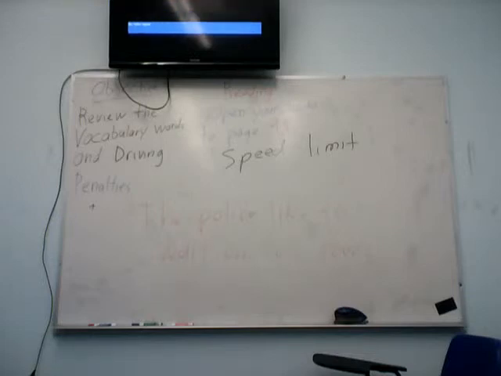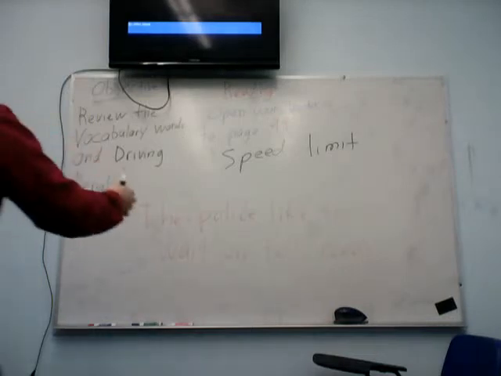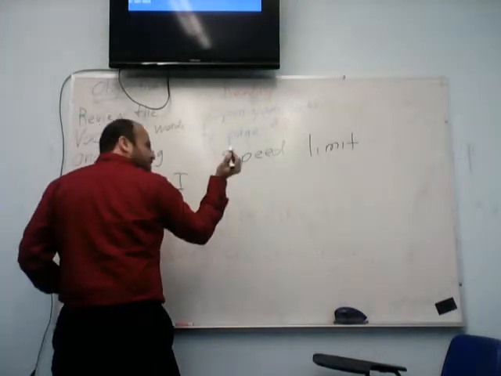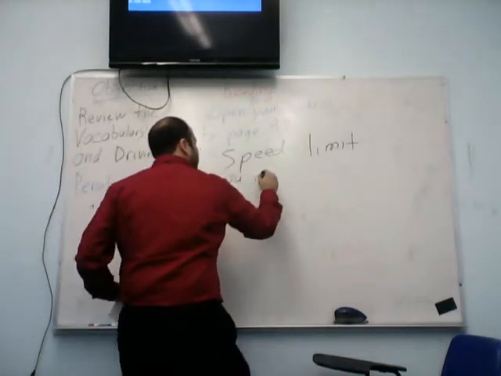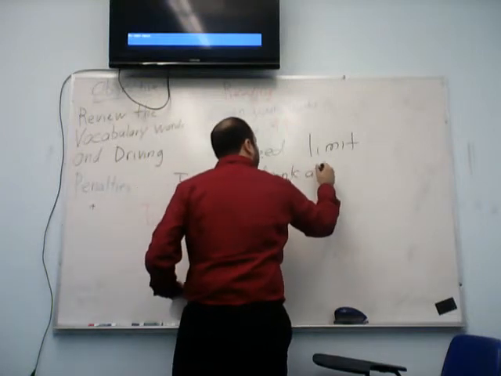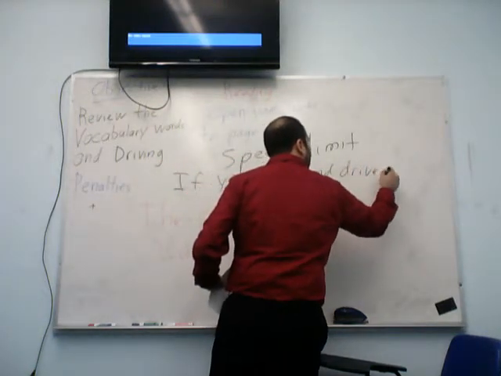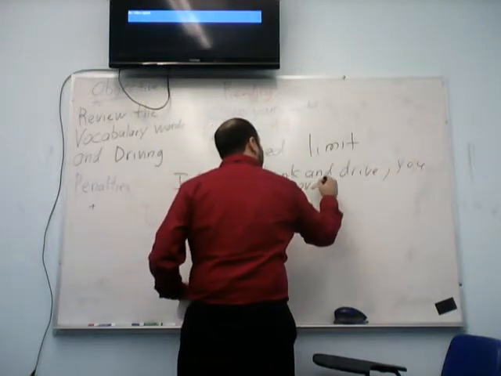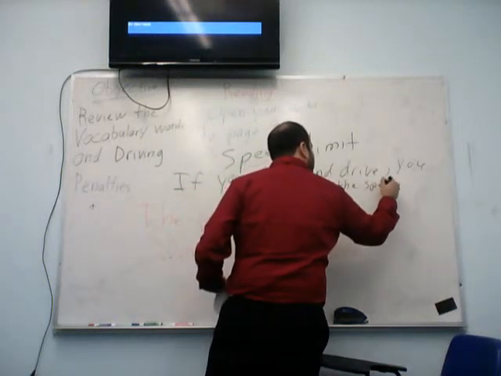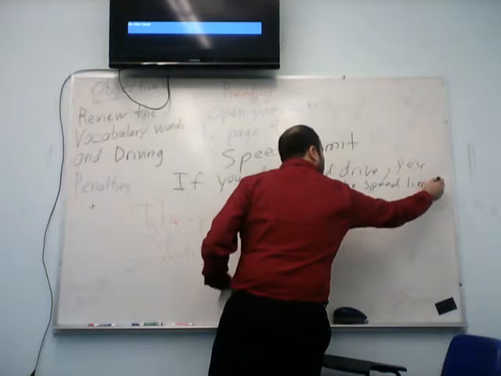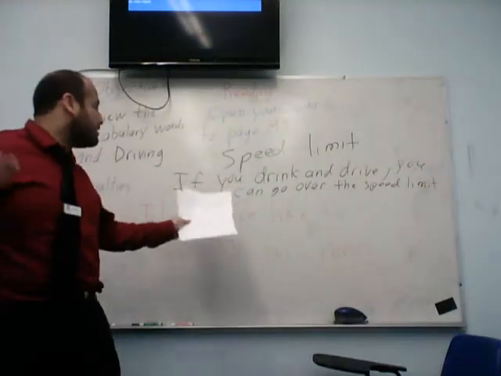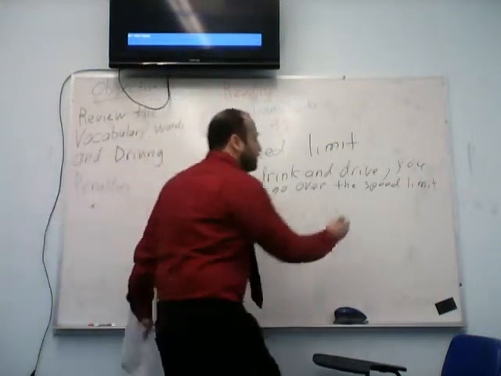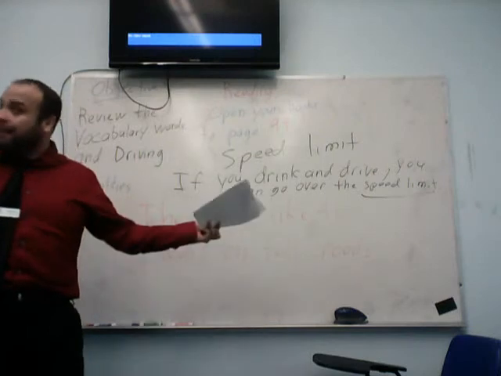No, you're right. If you drink, you can go over. Okay. So a good sentence. If you drink and drive, you can go over the speed limits, which is against the law. It breaks the law. If you drink and drive, you can go over the speed limits. So that's a bad thing you can do.